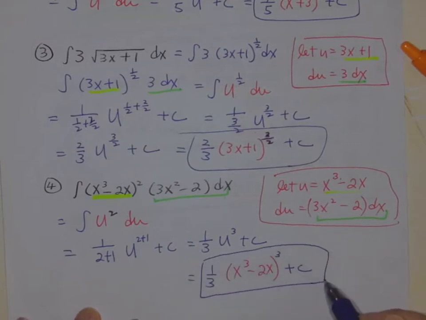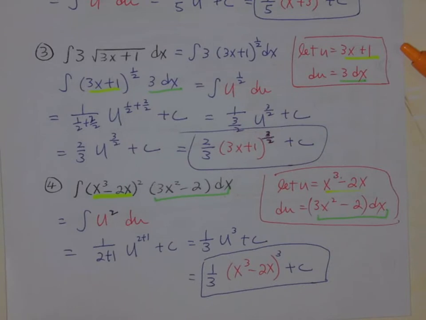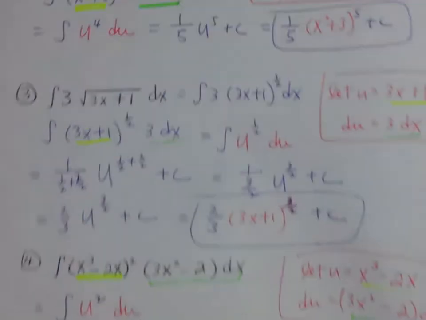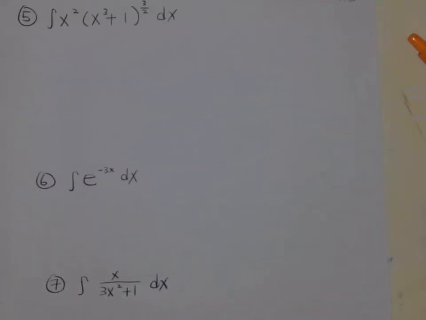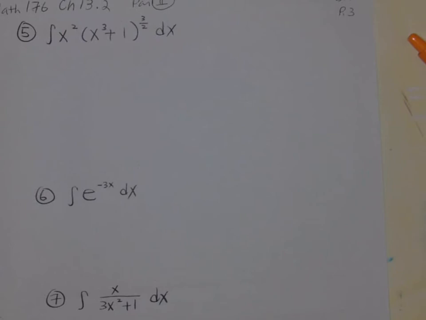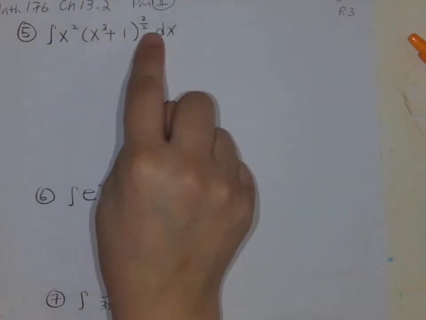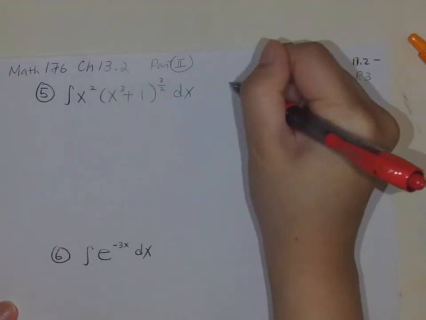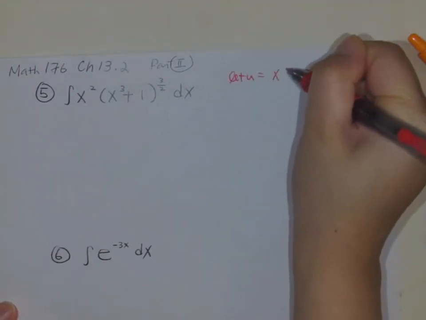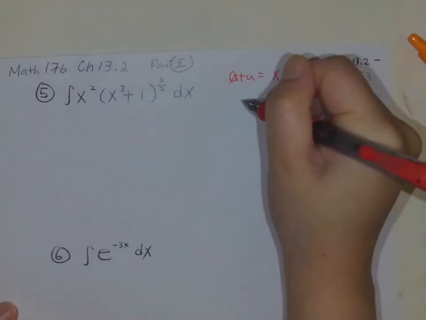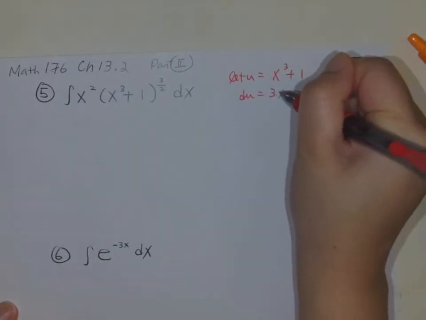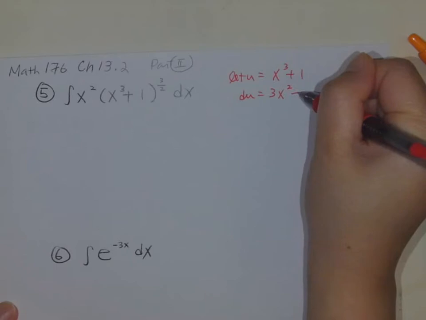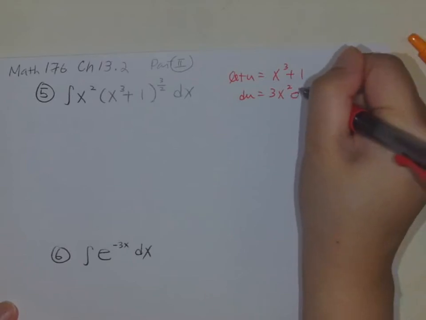So these are the more straightforward type. So the next page, we have things slightly more complicated. So let's see. Next page. Okay. So number 5 here. I can tell this is my u because it's raised to some power, right? So let's do this. Let u equal x cubed plus 1. And du is going to be 3x squared plus 0. So that's it, right? So this would be dx.